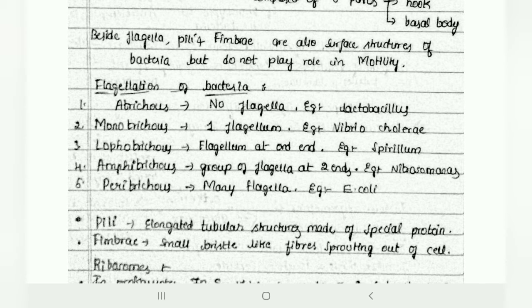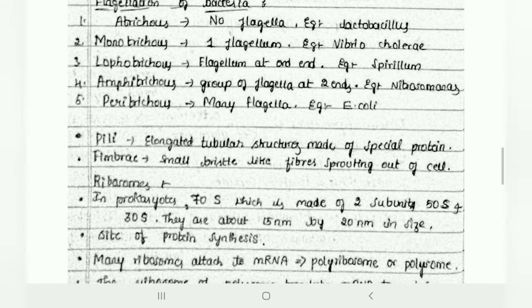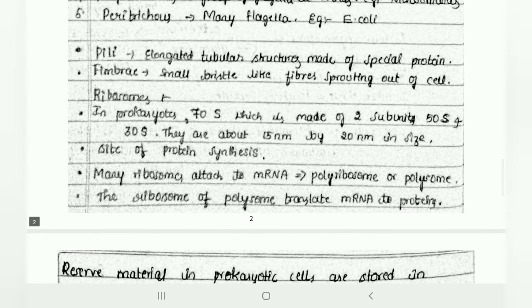Example is Nitrosomonas. And Peritrichous, peri means many, so many flagella are present, many flagella all over the cell. Example is E. coli. Next, pili. It's also like flagella, but it is an elongated tubular structure made of special proteins, and the fimbriae are small bristle-like fibers sprouting out of cells.